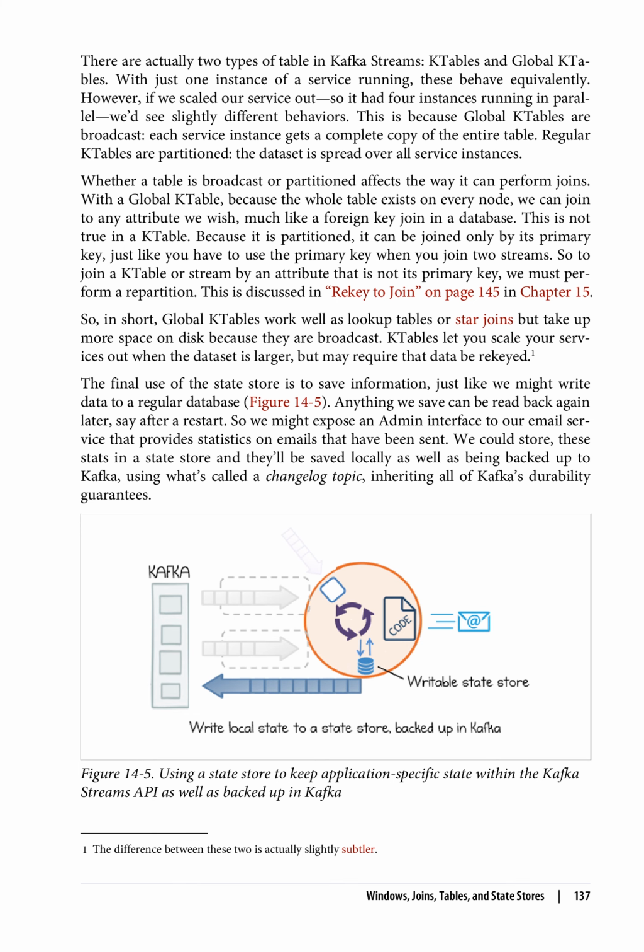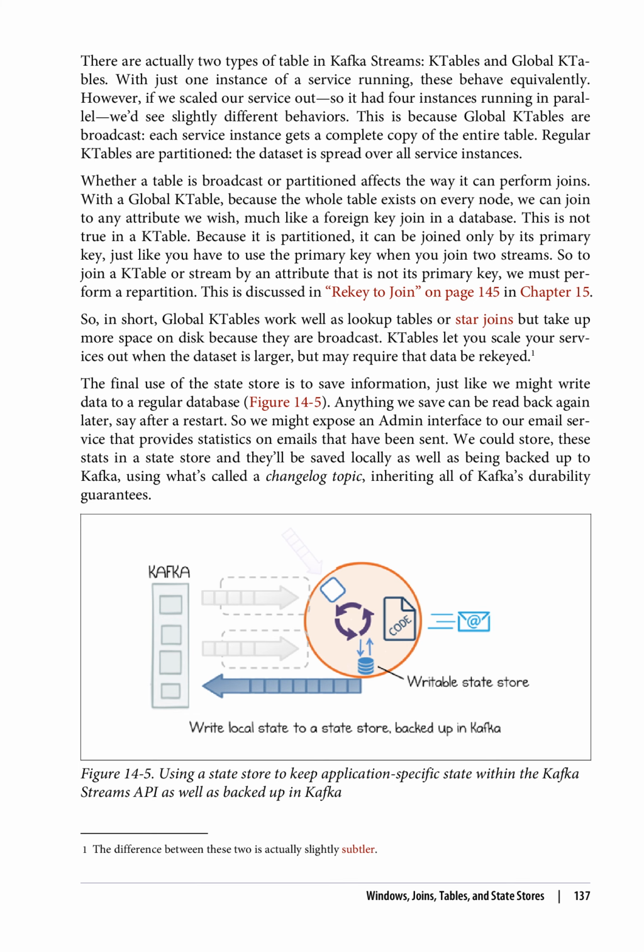So to join a table or stream by an attribute that is not its primary key, we must perform a repartition. This is discussed in rekey to join on page 145 in chapter 15. So, in short, global tables work well as lookup tables or star joins but take up more space on disk because they are broadcast. Tables let you scale your services out when the dataset is larger, but may require that data be rekeyed.